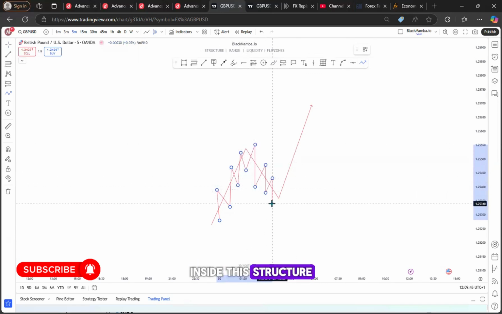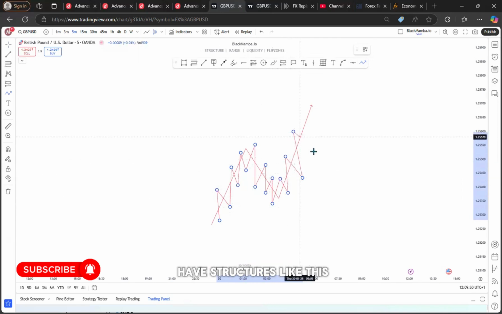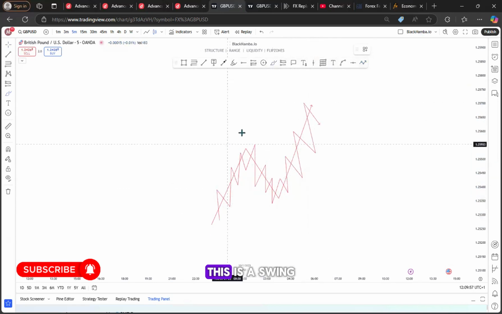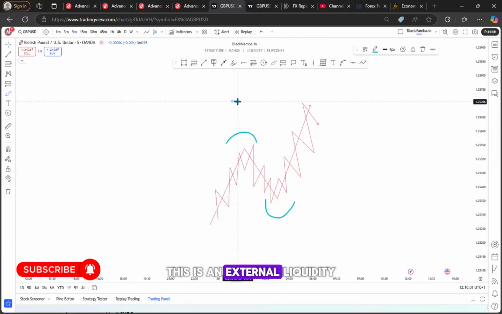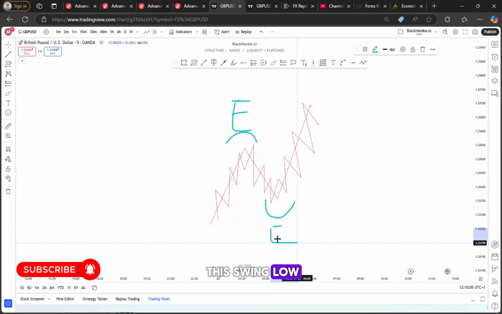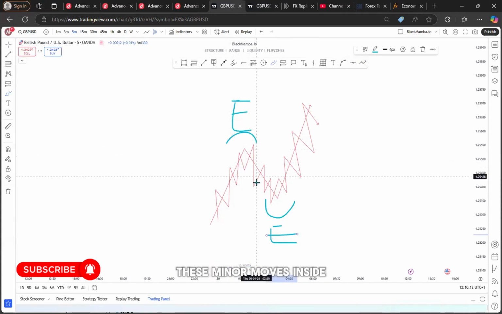Inside this structure, you have structures like this. This is a swing high, this is a swing low. This is an external liquidity. This swing high and this swing low, they are external liquidity. These minor moves inside these swings, these are the internal liquidity.